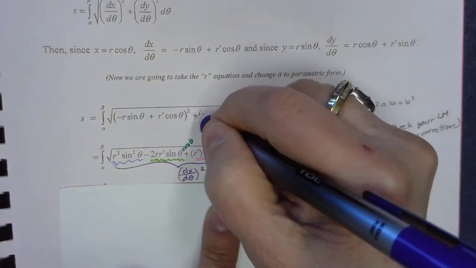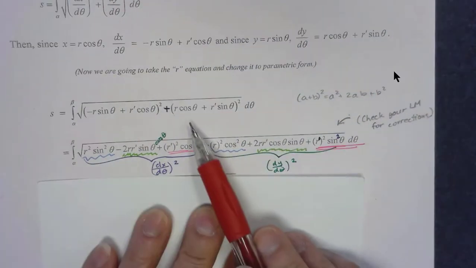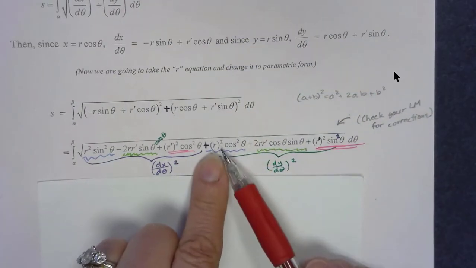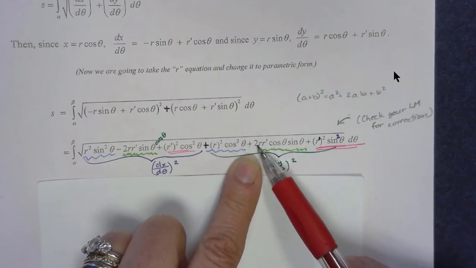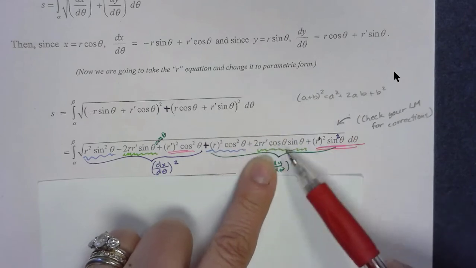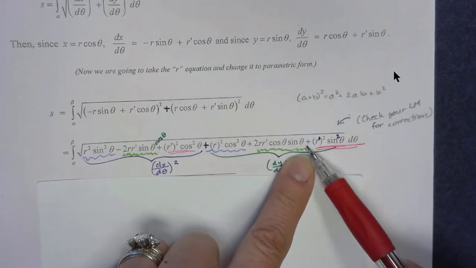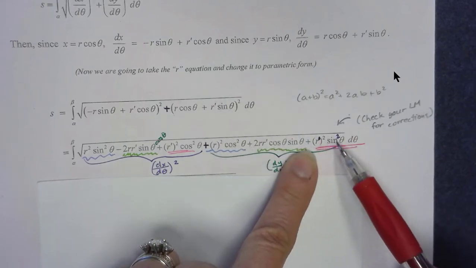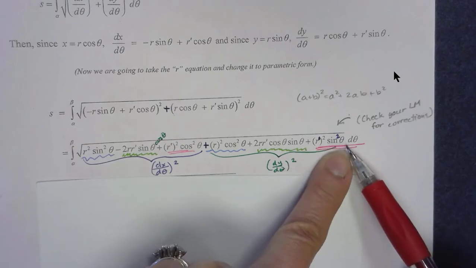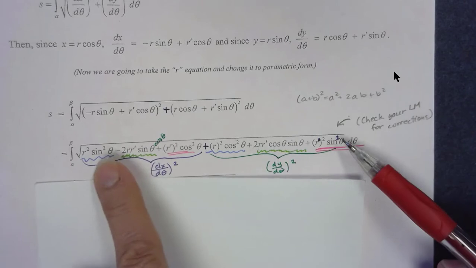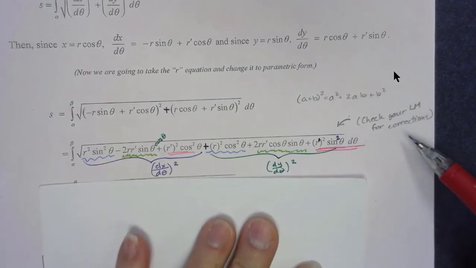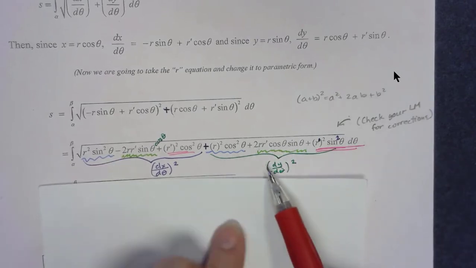Plus, that is this. So this squared is r squared cosine squared theta plus 2 times r r prime cosine and sine theta plus r prime squared sine squared theta. D theta is outside of the square root sign. Now this is dy d theta squared.